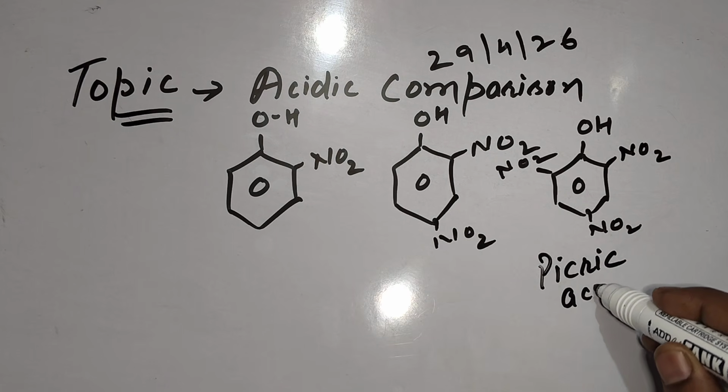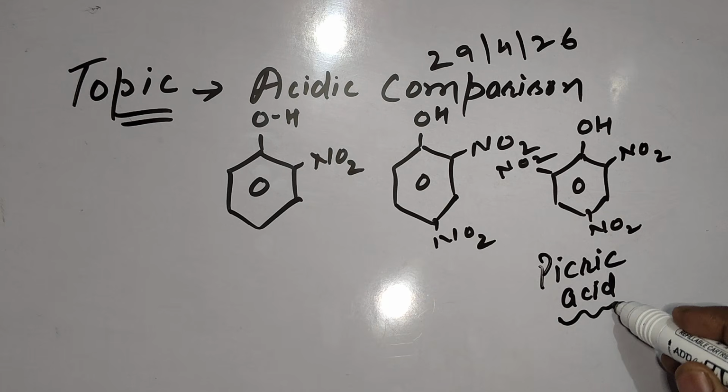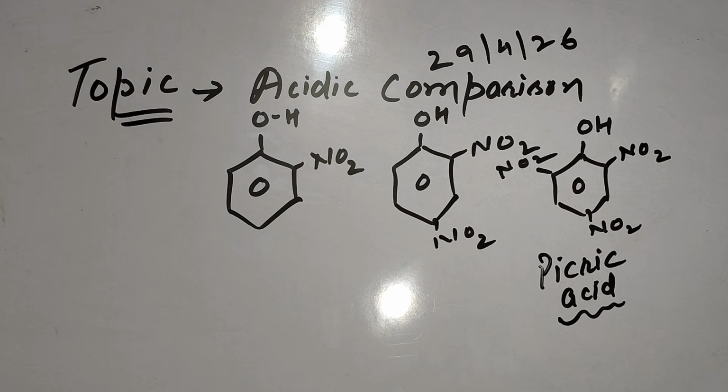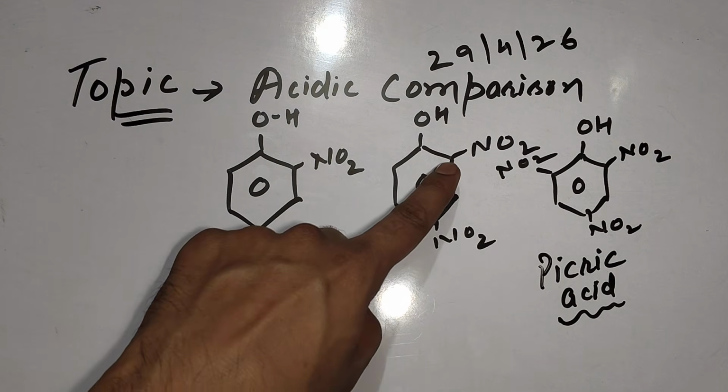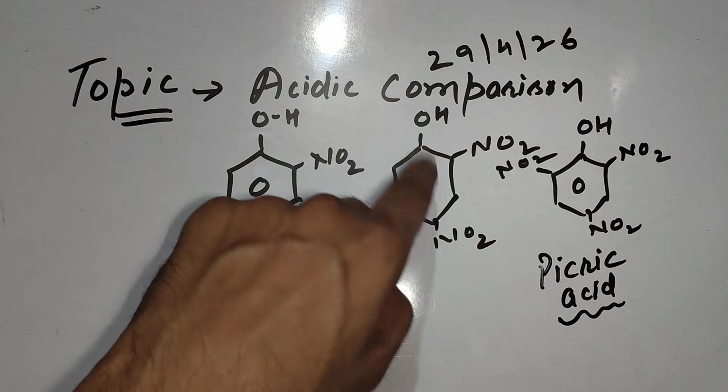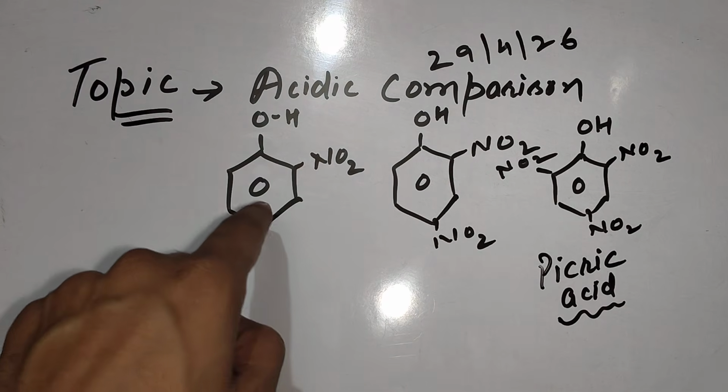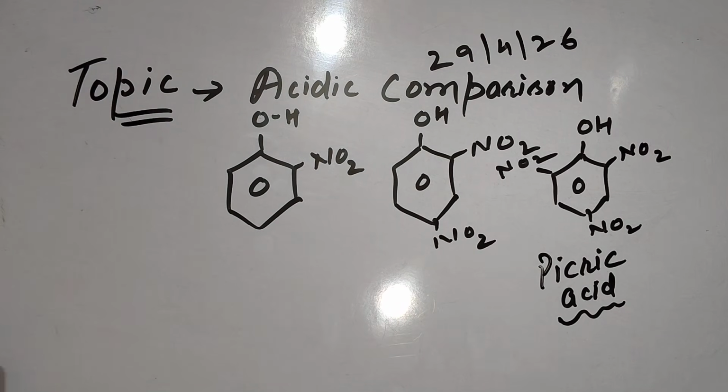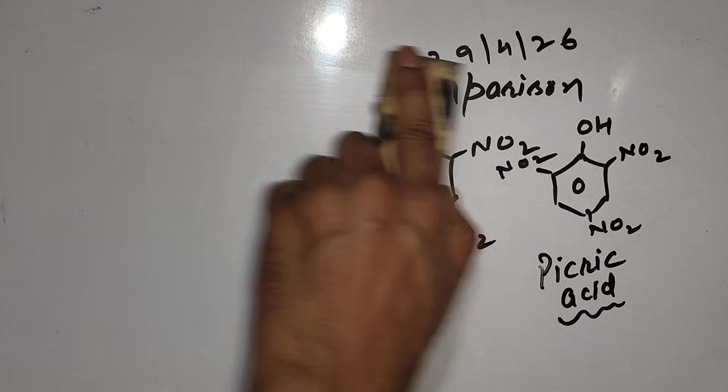Picric acid. Common names are always very important in organic chemistry. So make a separate notebook and write down all the common names of the compounds with their chemical formula. This is picric acid, this is ortho-para-nitrophenol, and this is orthonitrophenol if I talk about common names. So let's compare their acidic nature.